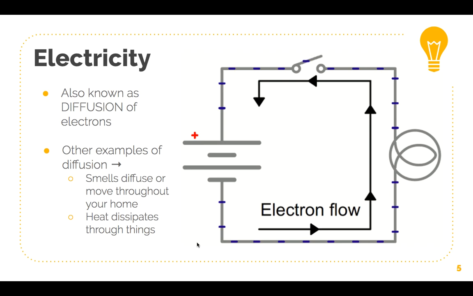Other examples of diffusion, first one, smells diffuse or move throughout your home. You always know when chocolate chip cookies are baking in the oven. Even though that smell is concentrated in the kitchen where the chocolate chip cookies are being baked, it'll slowly move throughout your home, and you'll know if you're up in your room, those chocolate chip cookies are coming out of the oven. Also, heat dissipates through things, which can be another way to compare diffusion of electrons to something in real life.